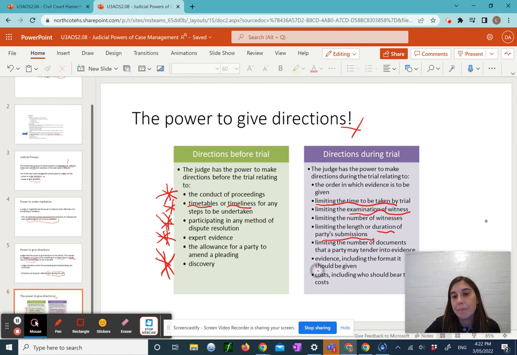Okay, so how is evidence going to be presented to the court? Is it going to be verbal? Is there going to be written evidence as well? It may also include costs. So which party is going to bear the costs of the civil claim as well? Okay, so that's a very brief overview today. There is a little bit more detail to it, and we'll be talking about that in class as well.